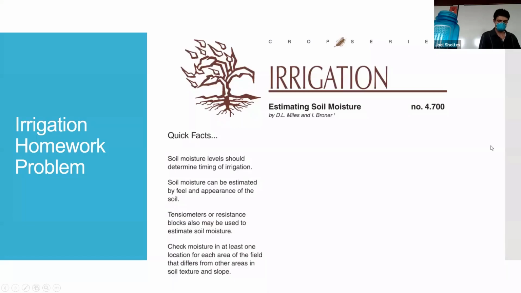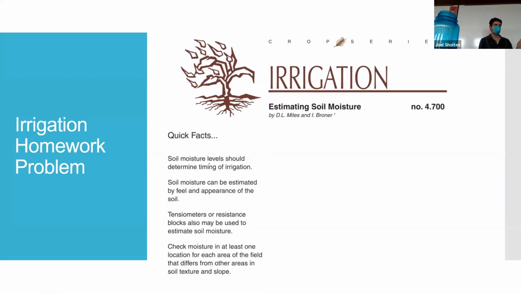All right, so let's talk about the soil moisture part of the homework assignment. I'm going to have you take a look at this irrigation, I don't know what to call it, article from the CSU Extension Office. What they have is a little article on estimating soil moisture.